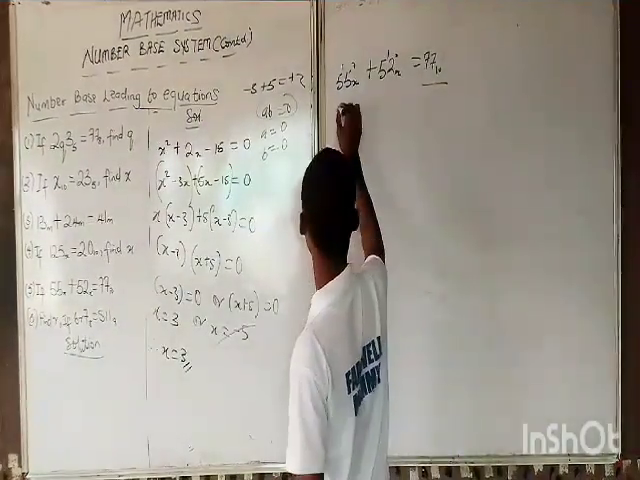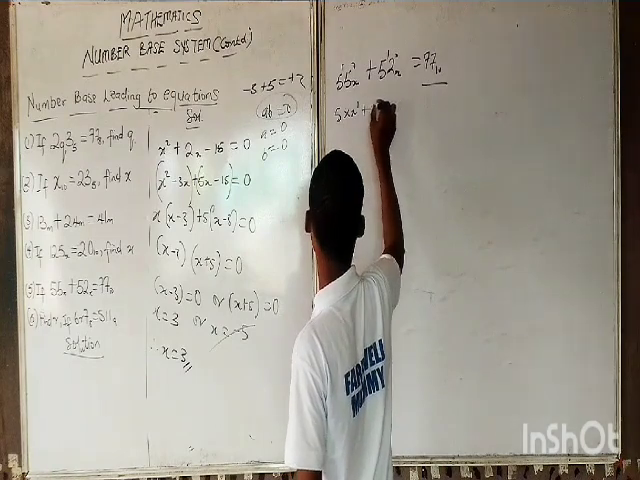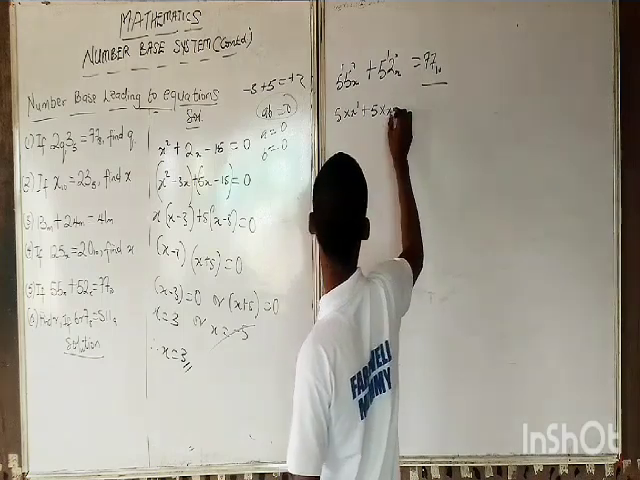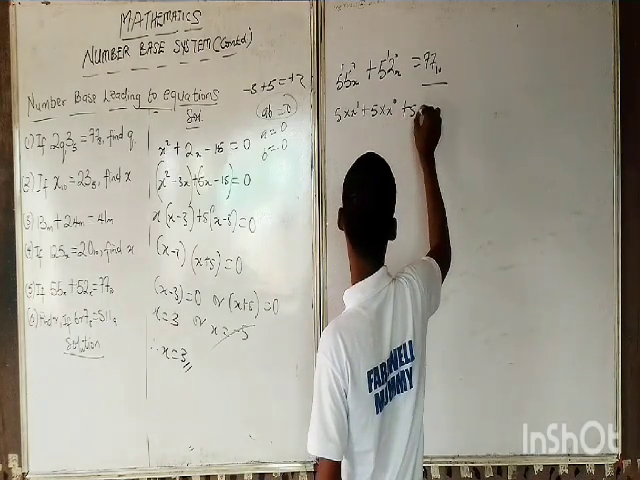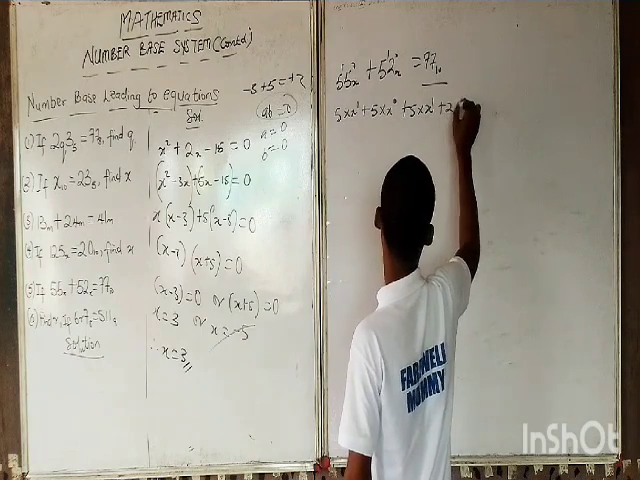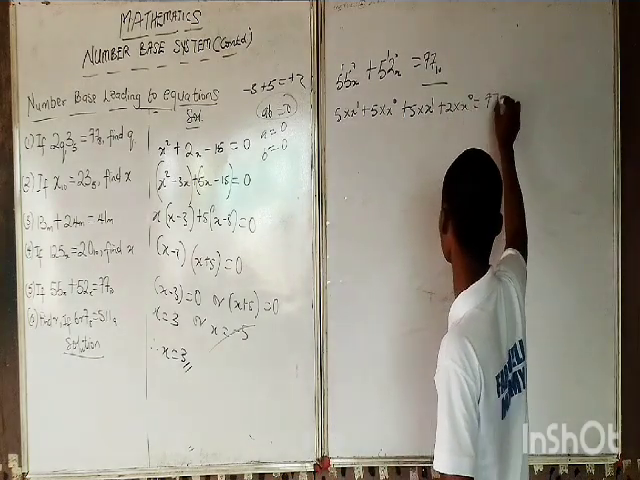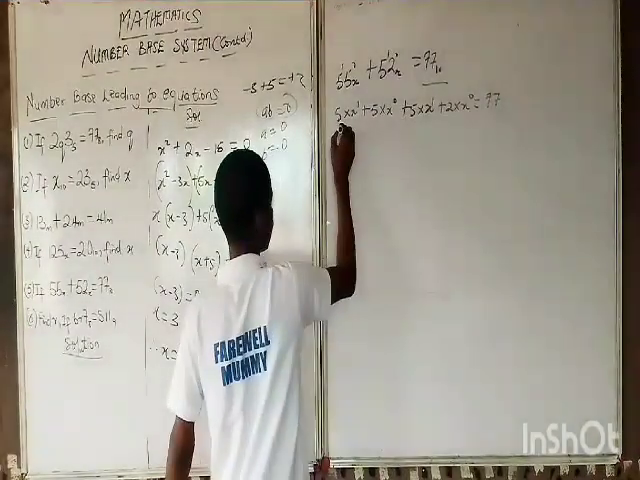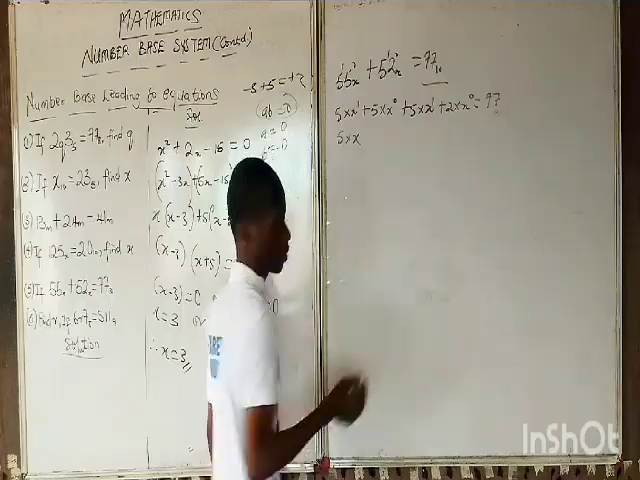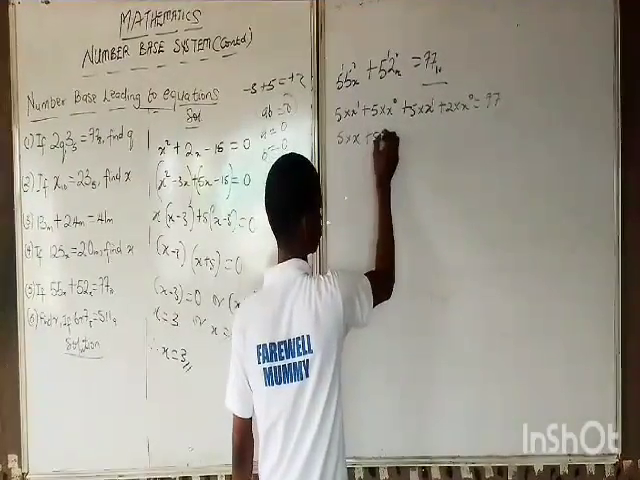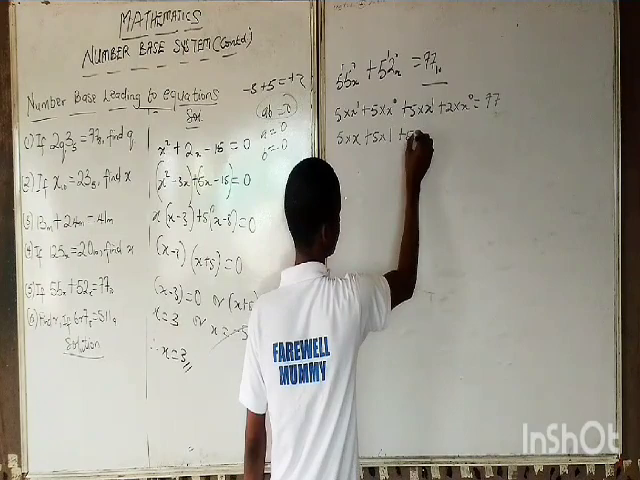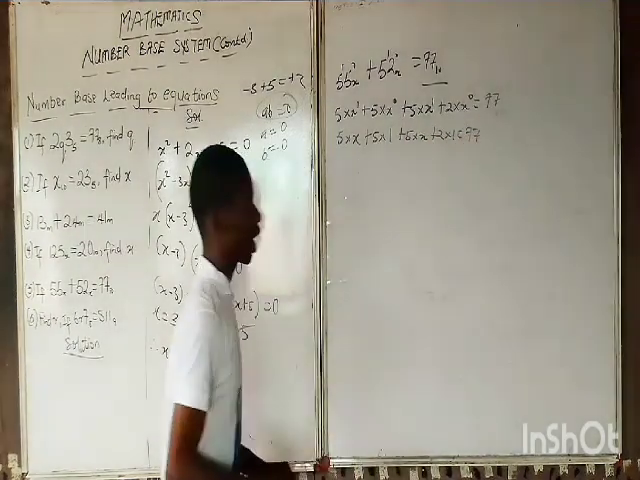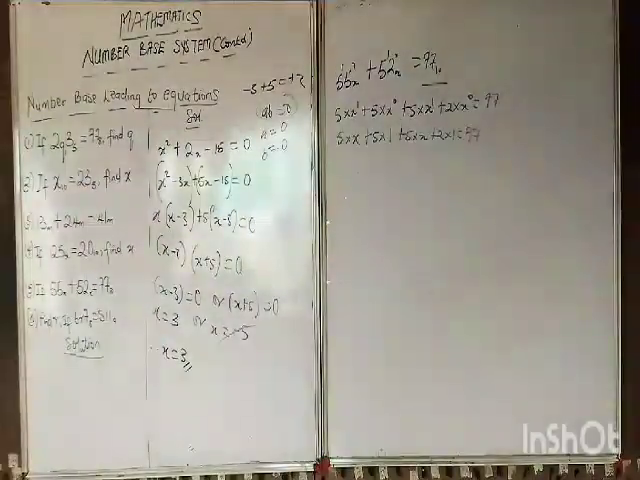Now let's continue. 5 times s raised to power 1 plus 5 times s raised to power 0 plus 5 times s raised to power 1 plus 2 times s raised to power 0 equal to 77. Remember the base 10. Are you clear? Since you already know that it is 10. So now let's go. 5 times what? S. S raised to power 1 is s, right? Plus 5 times what? 1 plus 5 times what? S plus 2 times 1 equal to what? 77. Are we together?